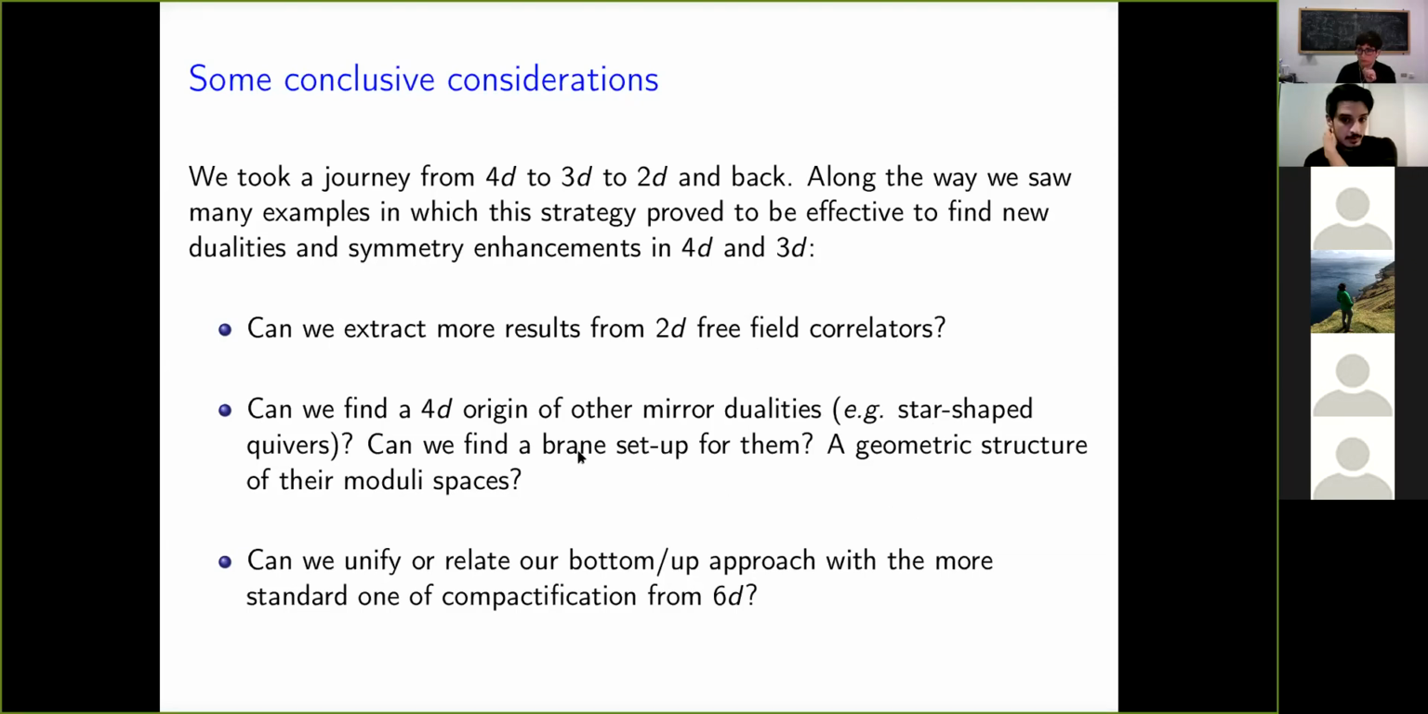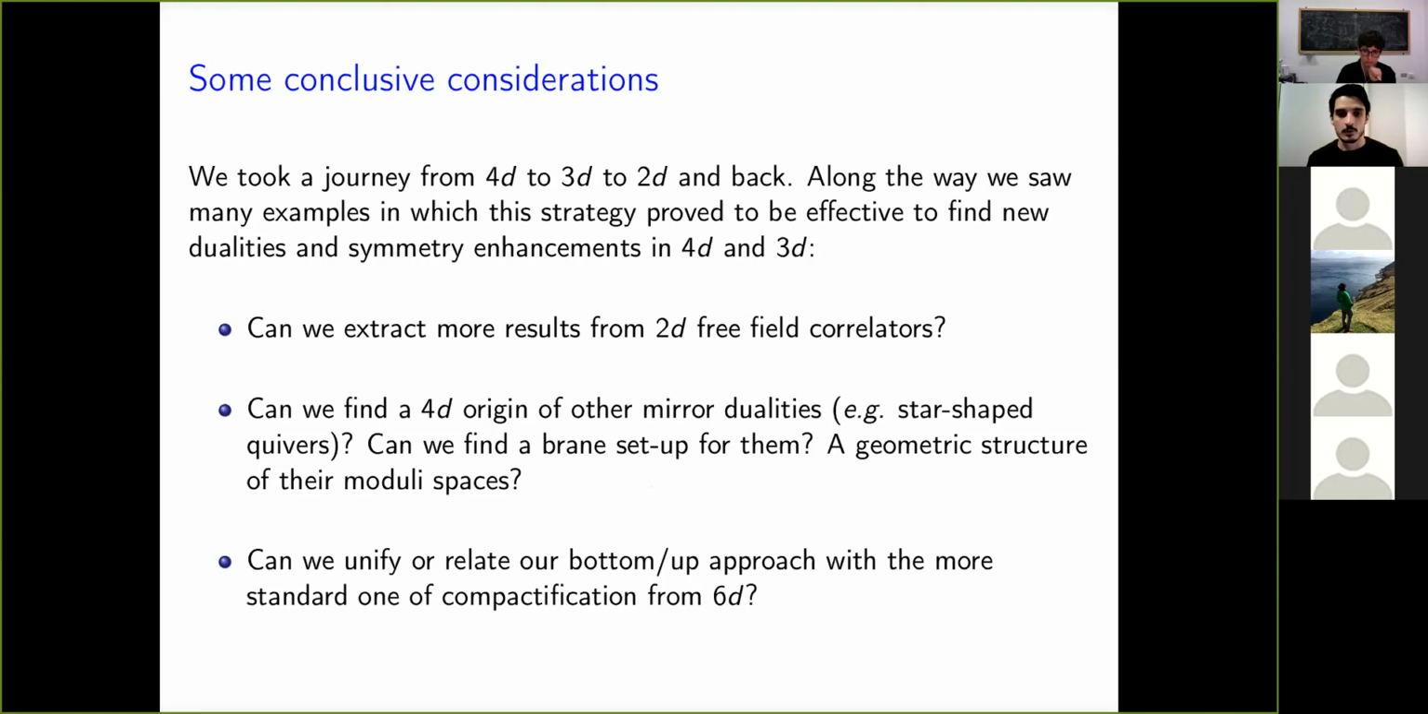I also mentioned that we have an understanding of mirror symmetry in terms of branes in 3 dimensions, while we lack a brane setup for our 4-dimensional theories. So it would be interesting to find a brane realization of our 4D theories or some other geometric realization. And finally, it would be interesting to study better the structure of the moduli spaces of our theories.